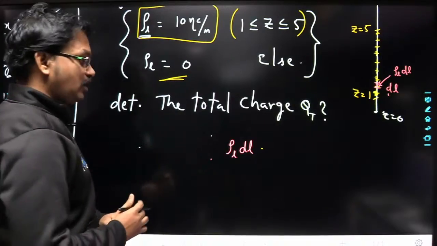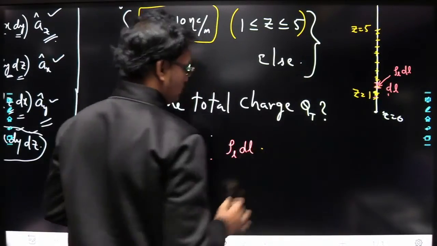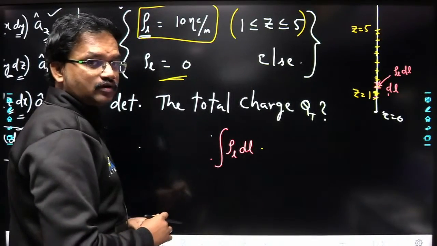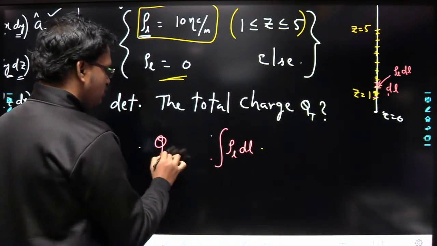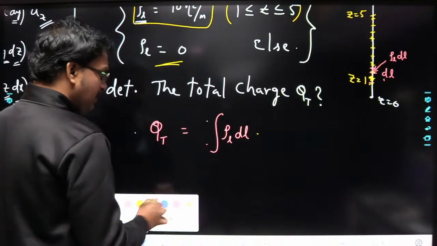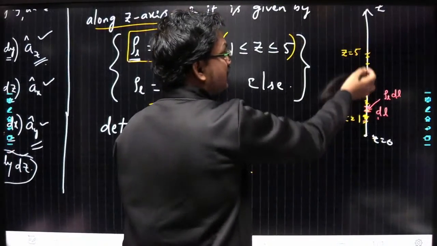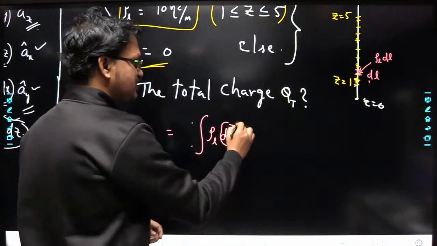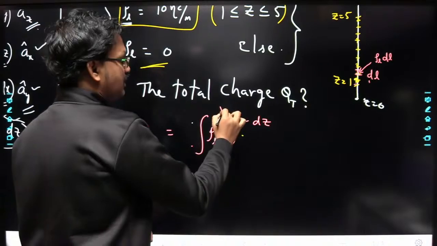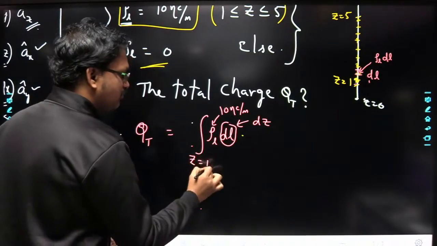Now if you want the total charge distributed between 1 to 5, you have to integrate from 1 to 5. That is going to give you the total charge. Now, this dl is along which axis? It is along the z-axis, so you can replace dl with dz. Rho l is 10 nanocoulomb per meter, and z is varying from 1 to 5.